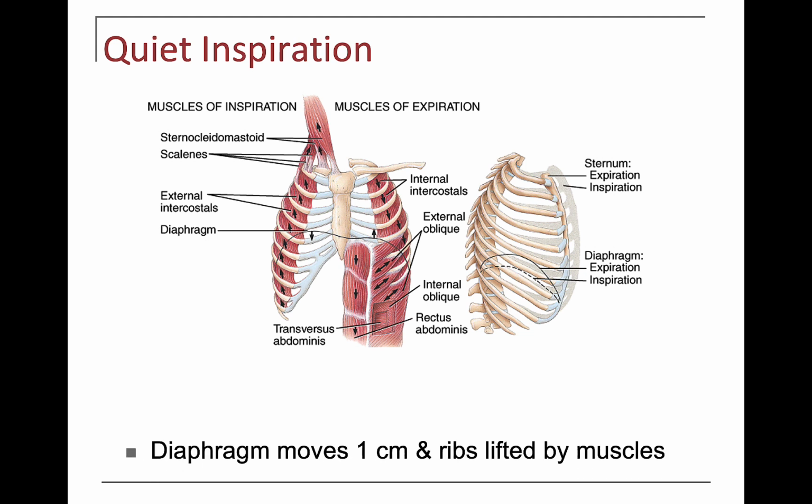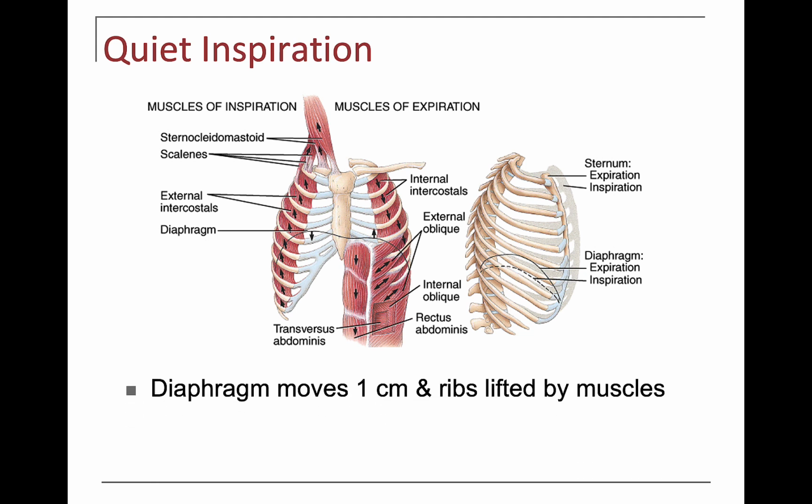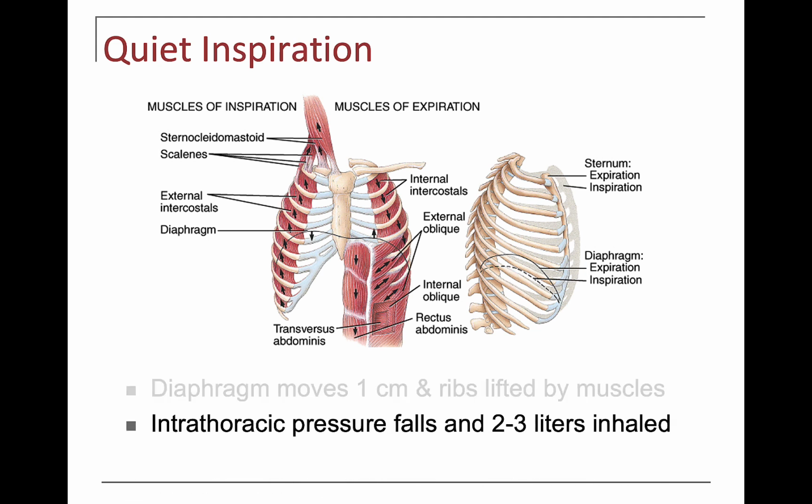Quiet breathing in, quiet inspiration, involves what we call the external intercostals, which you see labeled on the figure on the left here. What they do is they lift the ribs up a bit, as you can see in this figure. When they lift the ribs up, they make more volume in the chest cavity, and the intrathoracic pressure in your chest falls, so 2 to 3 liters can come in.